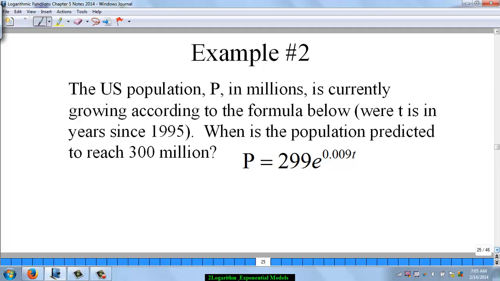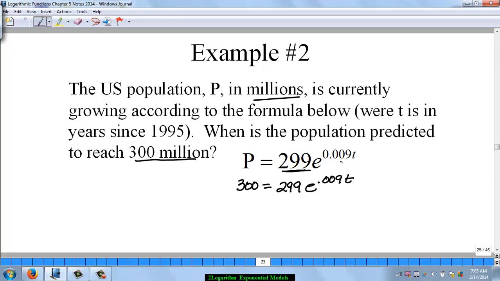The U.S. population, P in millions, is currently growing according to the formula below, where T is in years since 1995. When is the population predicted to reach 300 million? So I look at this, where do I put the 300 million? Well, I start at 299 million. I want to put it in this spot, so I end up with 300 million. And I just have to write 300 because the equation's in millions.